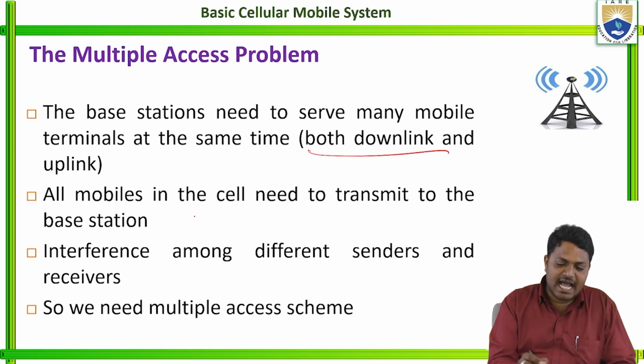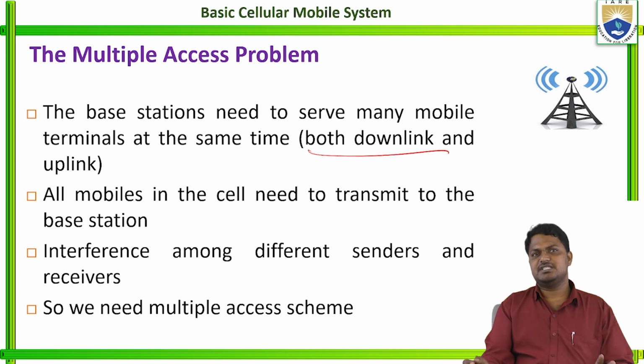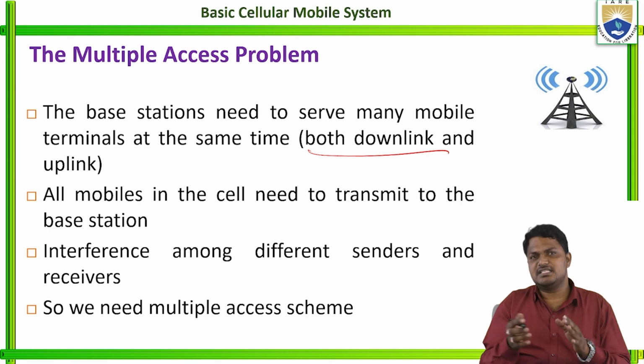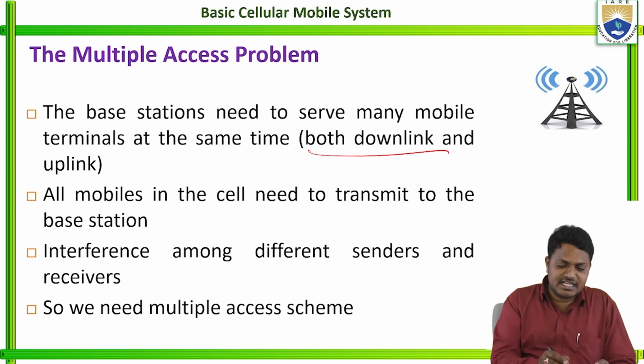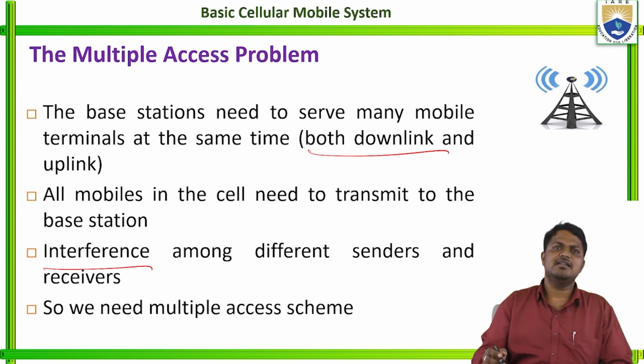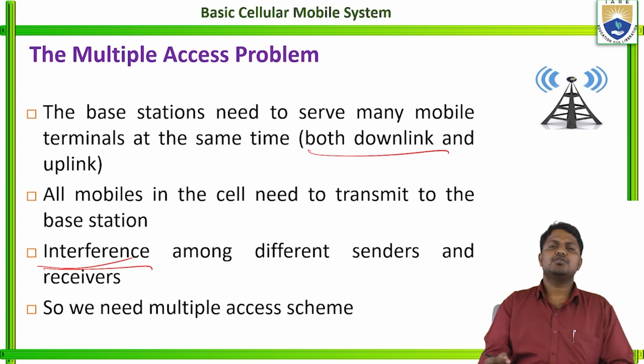So what is happening? All the mobiles in the cell need to receive from the base station, and all mobiles in the cell need to transmit to the base station. So interference among the different senders and receivers will happen. Interference will occur when different mobile units are connected to the same frequency band, or each cell is utilizing the same frequency band. So this is the main problem here. To overcome this interference, we introduce multiple access.